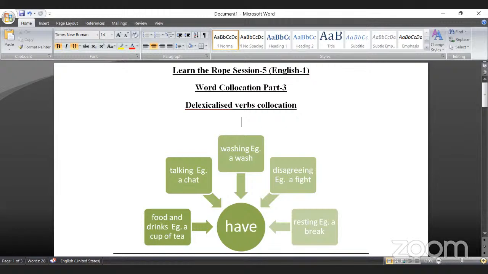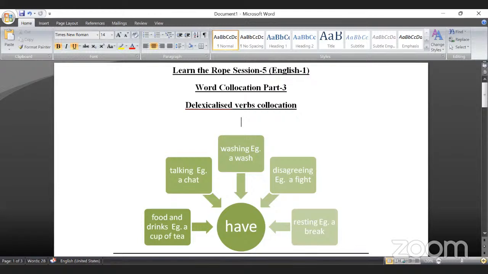So have can be used along with food and drinks, right? So for example, have a cup of tea, right? Have a meal. Okay, so the first collocation that it forms with, or the kind of things that it can form collocation with, is the food and drink category, right? So a cup of tea, a meal, have a cup of tea, have a meal, have your breakfast, right? So these are all examples of the first category.